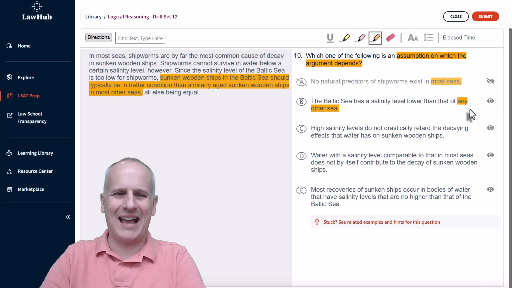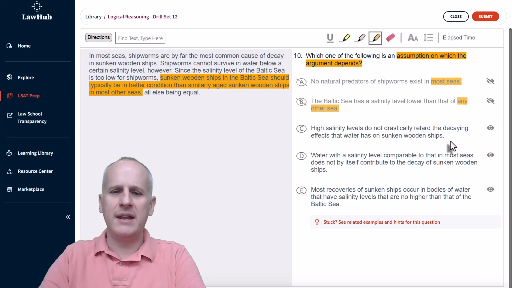We don't need to have the absolutely lowest salinity level. This is actually extreme, and extremes are going to largely be only applicable as reasons to eliminate for assumption tasks, when we're talking about categorical argument task questions. But B absolutely does not need to be true in order to believe the conclusion. Then choice C: high salinity levels do not drastically retard the decaying effects that water has on sunken wooden ships.